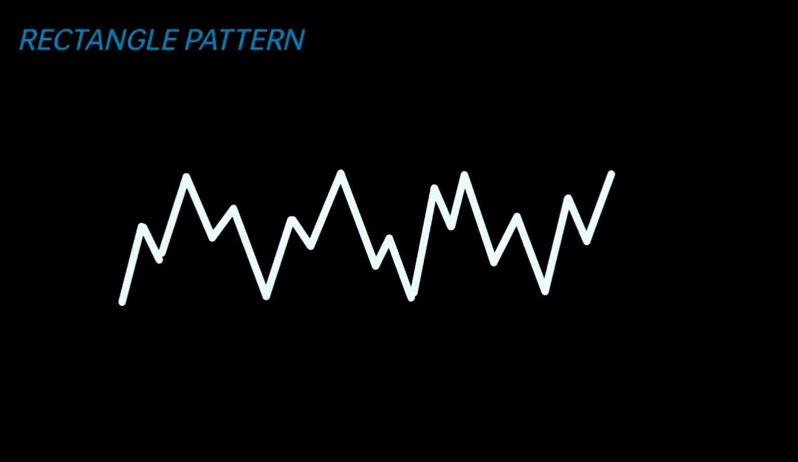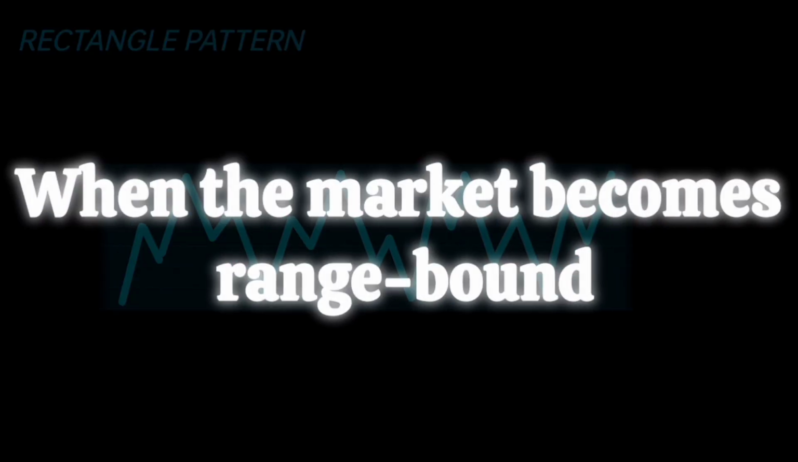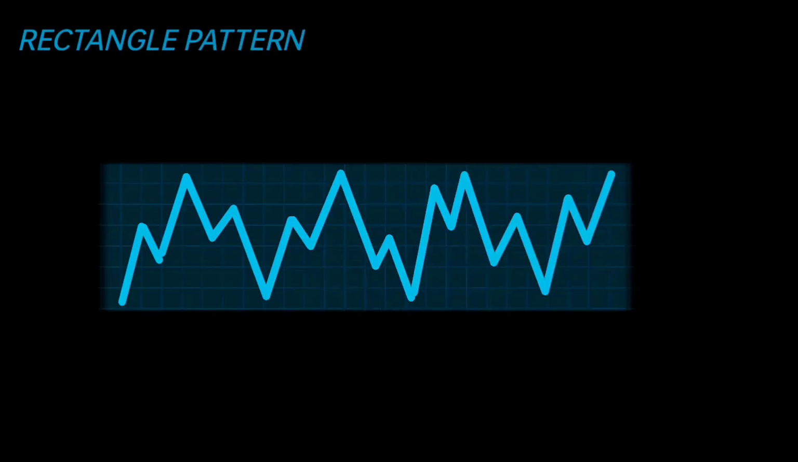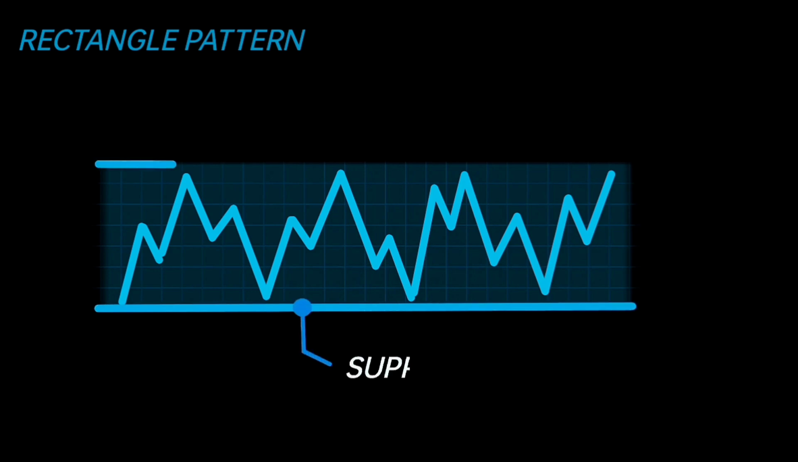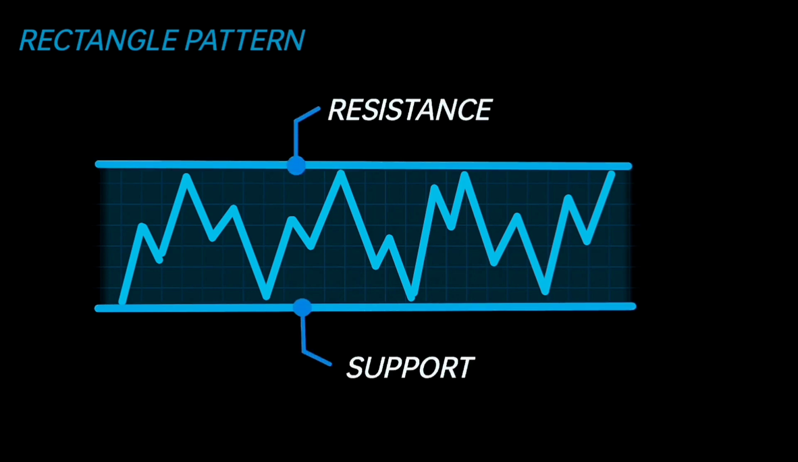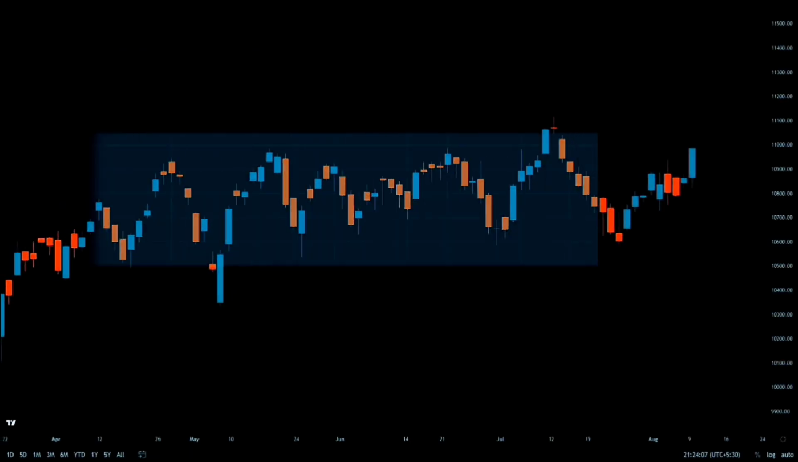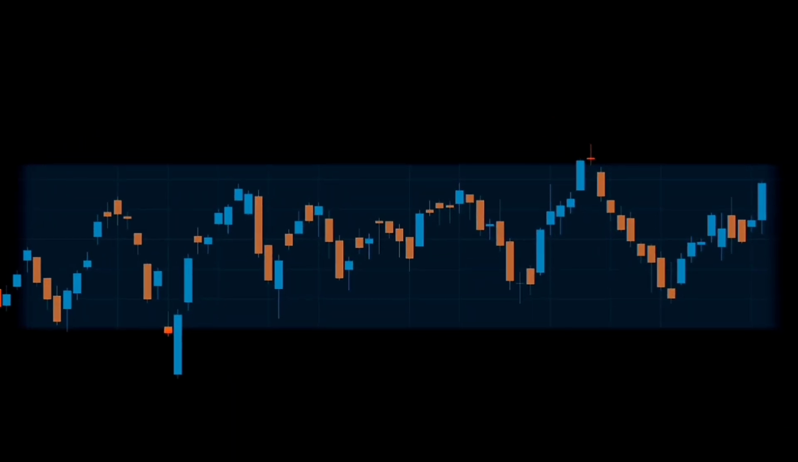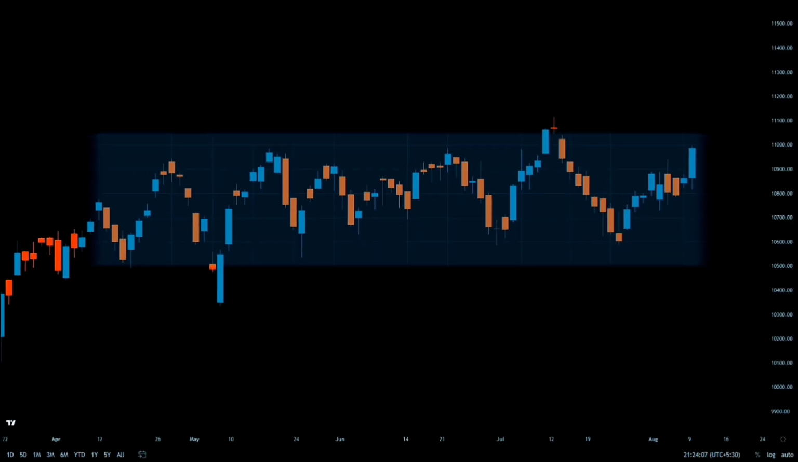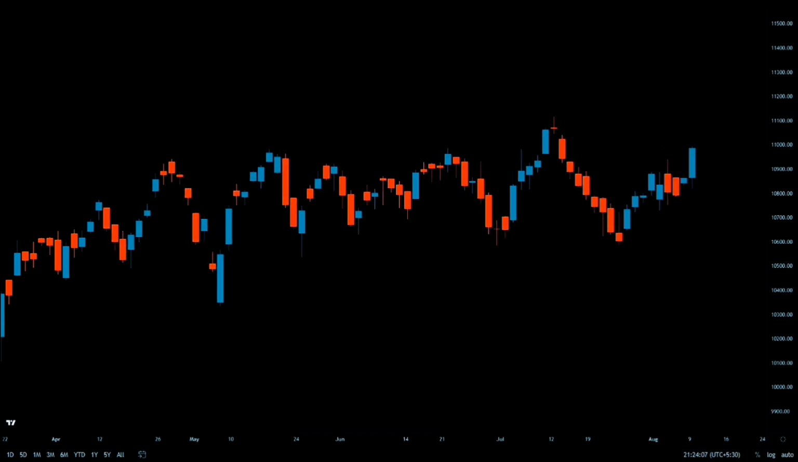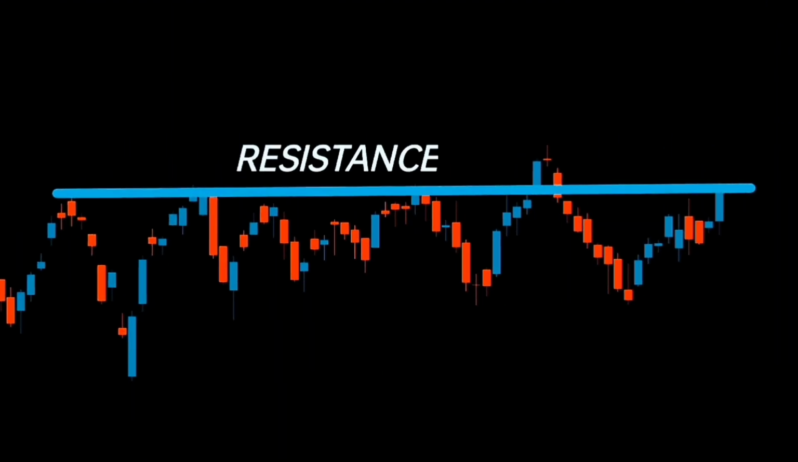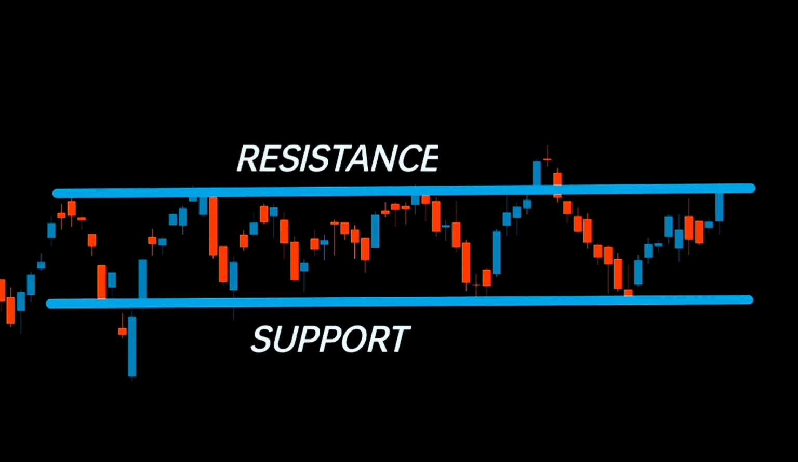Rectangle pattern. The next pattern is the rectangle pattern. When the market becomes range-bound and the price moves within a range, we identify a level of support and resistance that are parallel to each other. Let's see an example. In this chart, you'll notice the market is moving sideways, neither going up nor down. With minimal movement, it has entered a range. Here, we draw a level of resistance with maximum touch points, like this, and a level of support below, like this. Now we have a rectangle pattern.